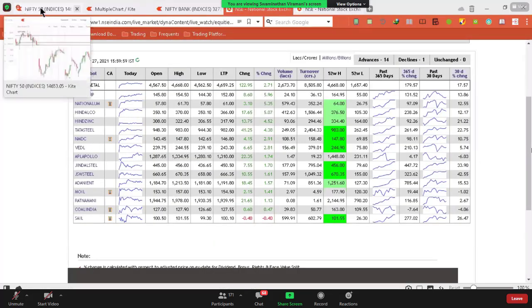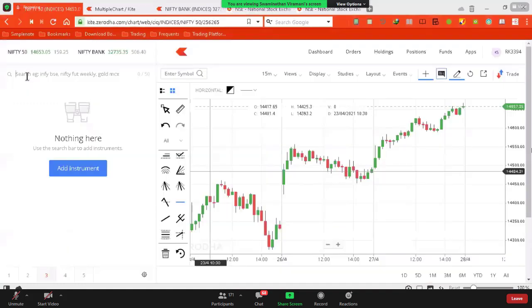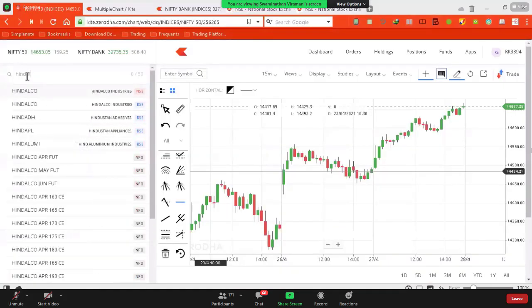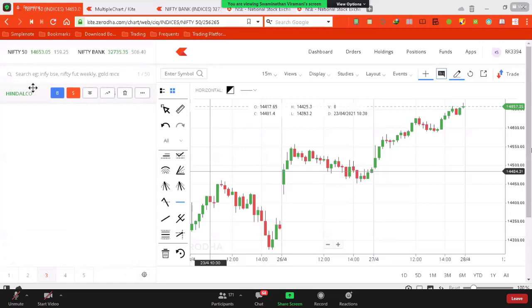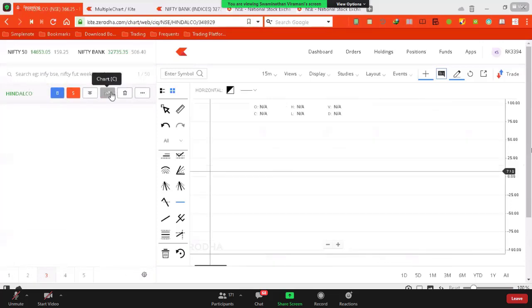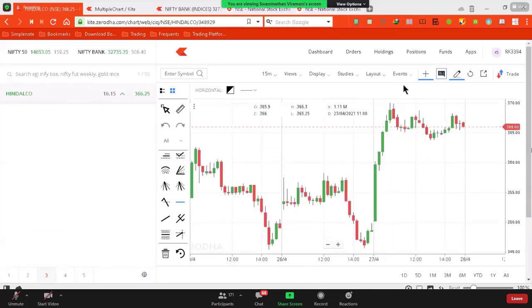Let's see what happened to Hindalco today. Hindalco was a top gainer. A lot of people were crying for missing it out. So you had a huge move in the morning. There was no pullback, so you wouldn't have entered this trade. Let us look at JSW Steel.